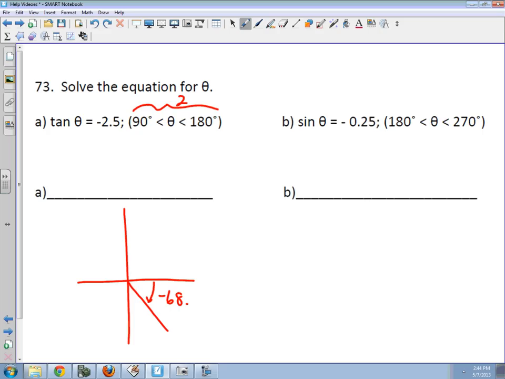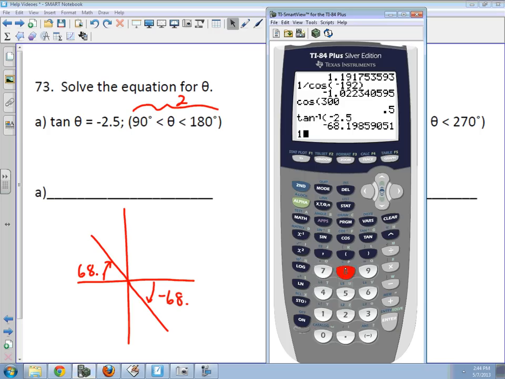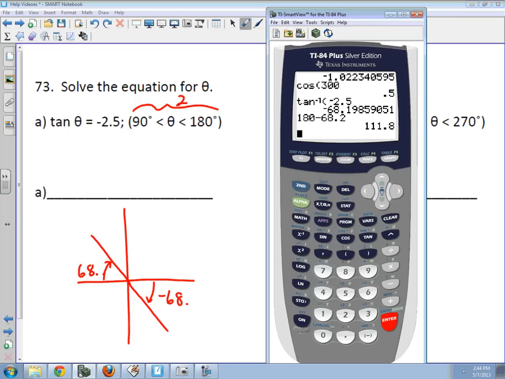And I know that I'm looking for an angle with that same reference angle in the second quadrant. So negative 68, so that's a reference angle of positive 68. So I'm looking for something that's got a reference angle of 68 point whatever in the second quadrant. And that's the trick to this problem. So I'm going to take 180 minus 68.19 or 68.2. All right, so my answer would be 111.8.